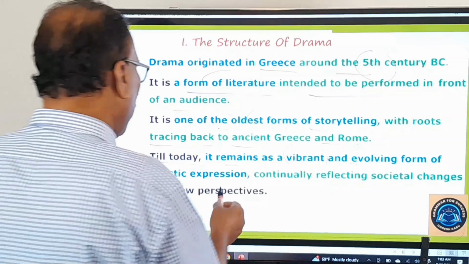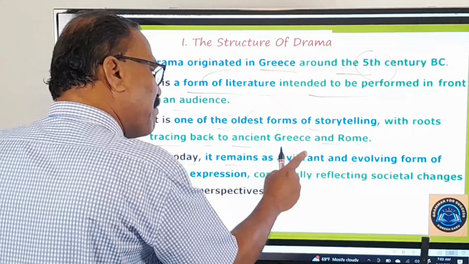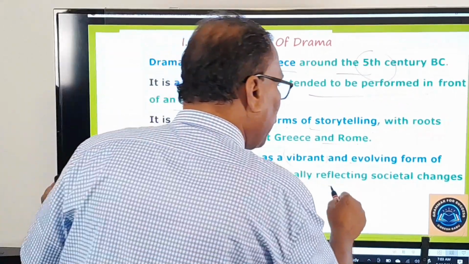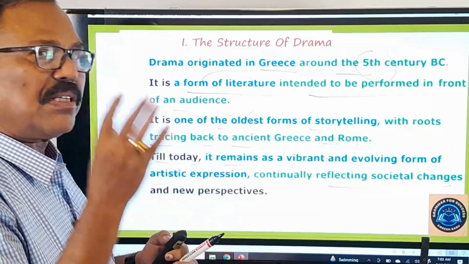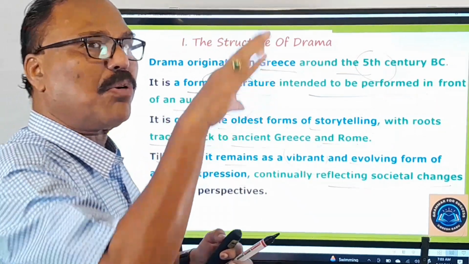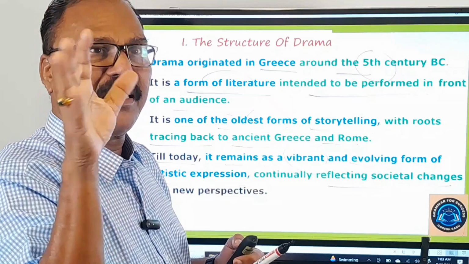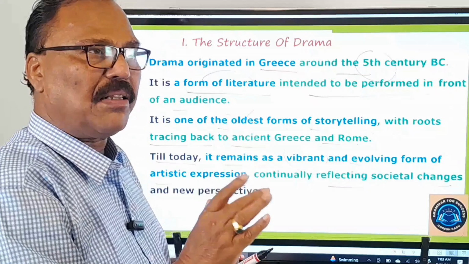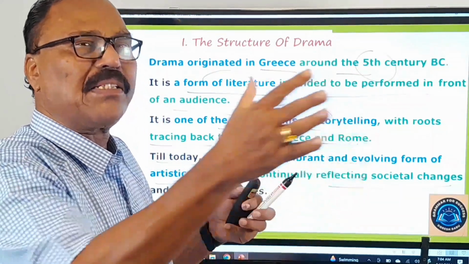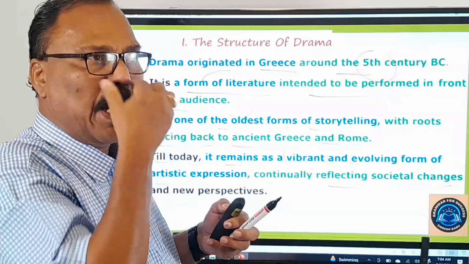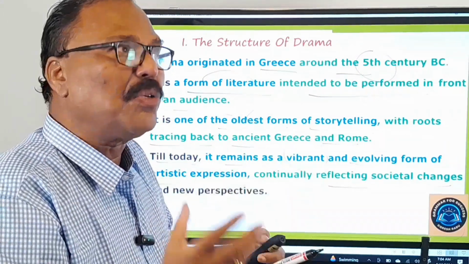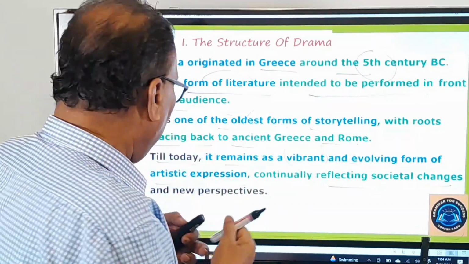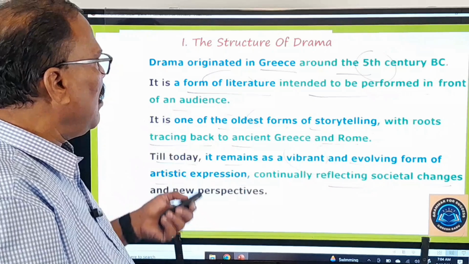That is there, and therefore, this point you remember: it remains a vibrant, very exciting and evolving form of artistic expression, continually reflecting societal changes. What does drama reflect? The social injustices being done in society will be exposed through dramas. The superstitions are exposed through dramas. Several things that are taking place in society would be exposed through dramas. And in that way, the intention of dramas is to enlighten the people. Okay, that is the main intention, or the main motto. And these are all very important points about drama.